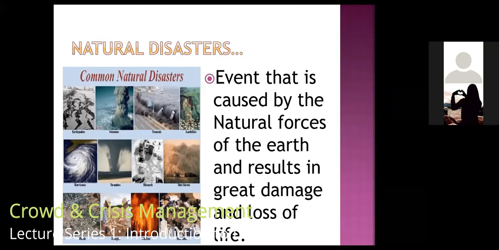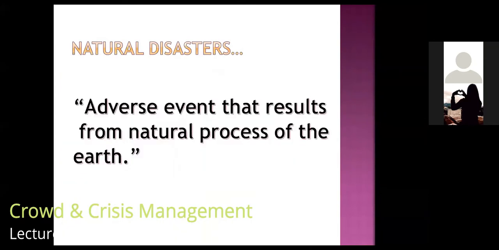Furthermore, this category of disasters includes those caused by hydrometeorological, geological, and biological hazards. We will discuss further later on about these hazards. So let's proceed: what is a natural disaster? Accordingly, natural disasters are the adverse events that result from the natural processes of the earth.